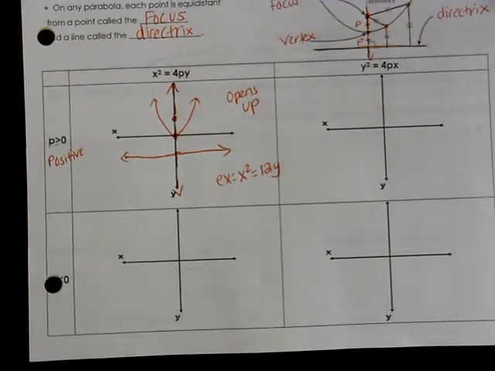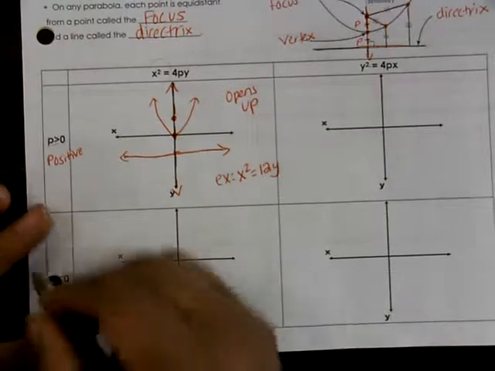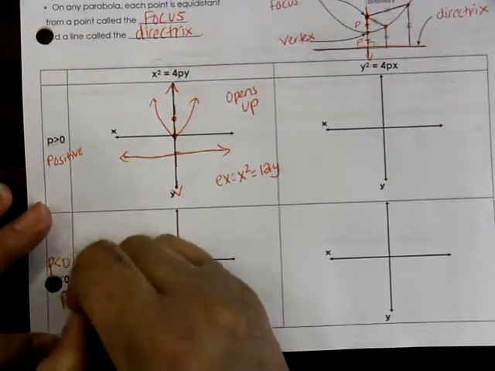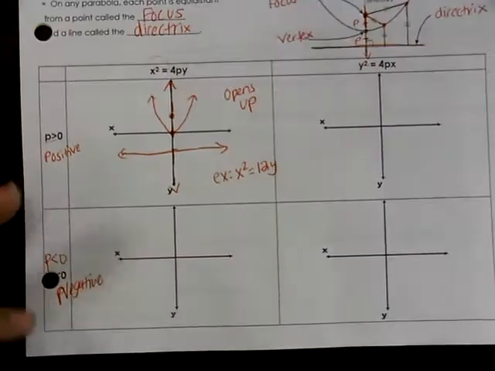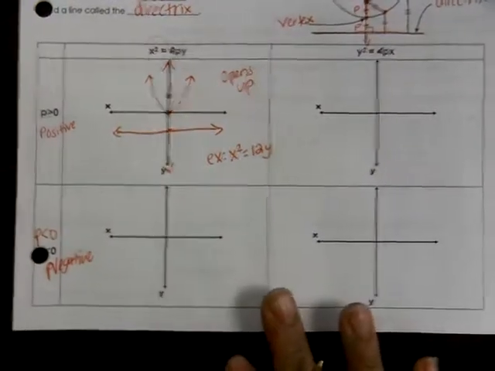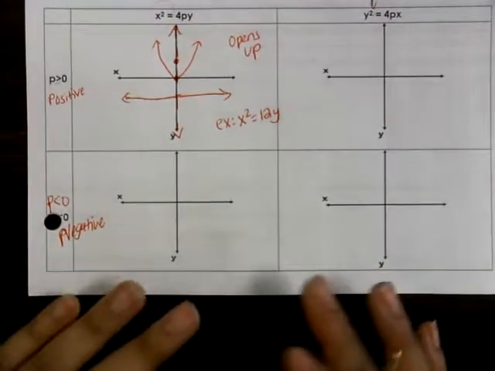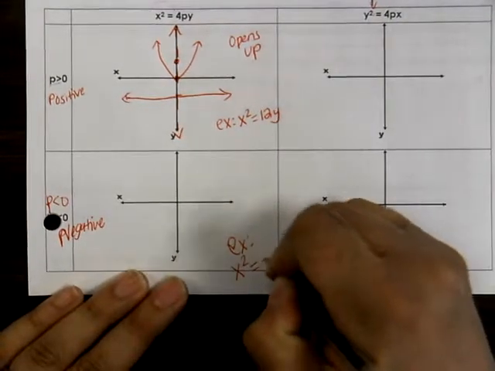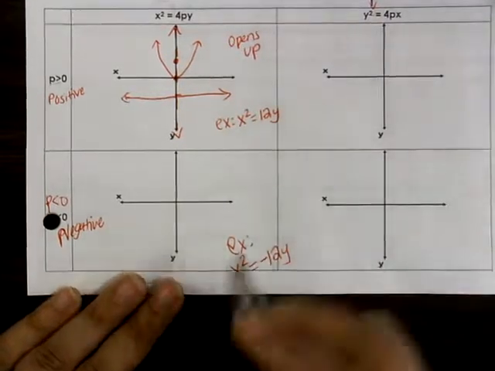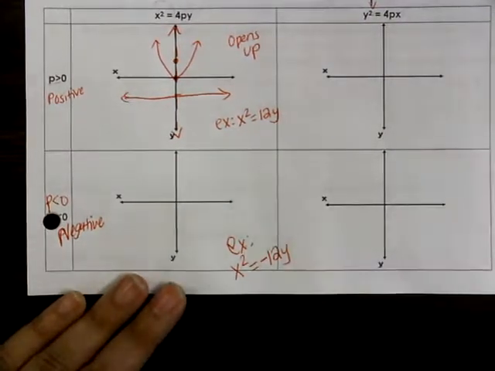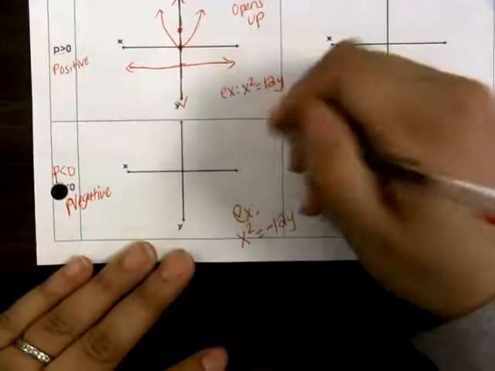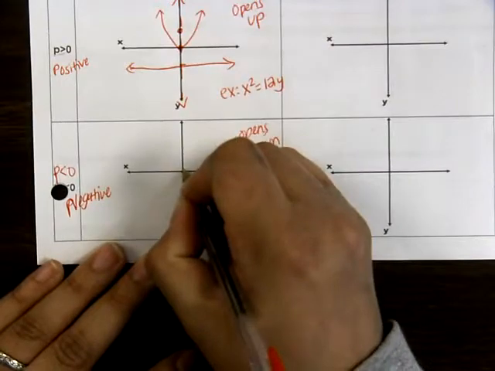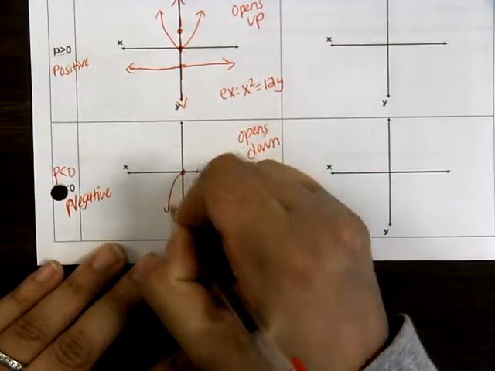All right, same idea, but if my p-value, that's what the hole punch kind of cut off here, p is less than 0 means p is negative. If instead I have a negative p-value, or the negative in front of y, where the number is, and I have an x squared, so the example here could be x squared equals negative 12y, I instead will have a parabola that opens down. So this will open down. And we put a dot at 0, 0, and you make it opening down.